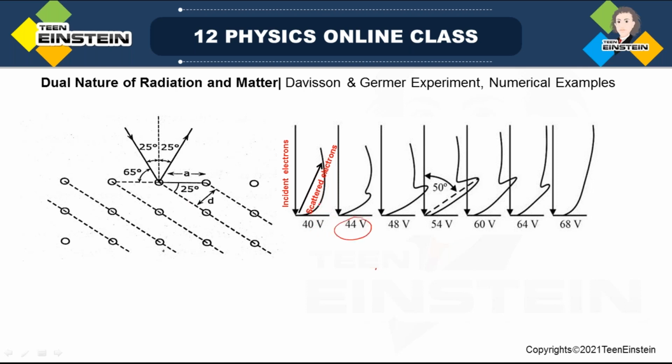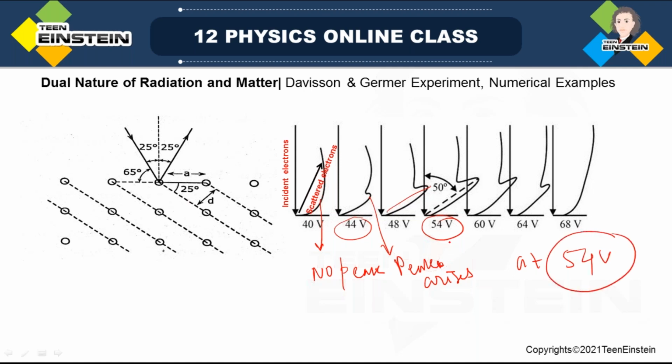As you grow the accelerating potential, there was no peak here, no peak. Now as you increase the accelerating potential, a peak arises. Now as you increase further, it is increasing. This peak intensity is increasing, and it was seen that it becomes maximum at 54 accelerating potential. This peak is becoming maximum.